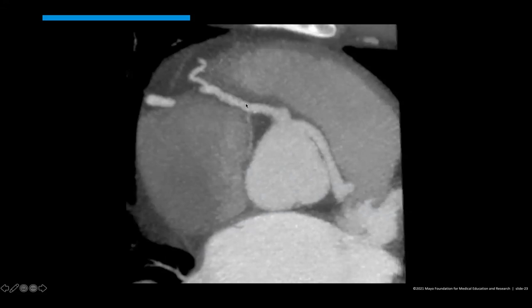Okay. And it looks like they have a common branch, maybe. I don't know if this is also anomalous origin, but which vessel do you think this is, right here? It could be the left main. That could be going retro-aortic.